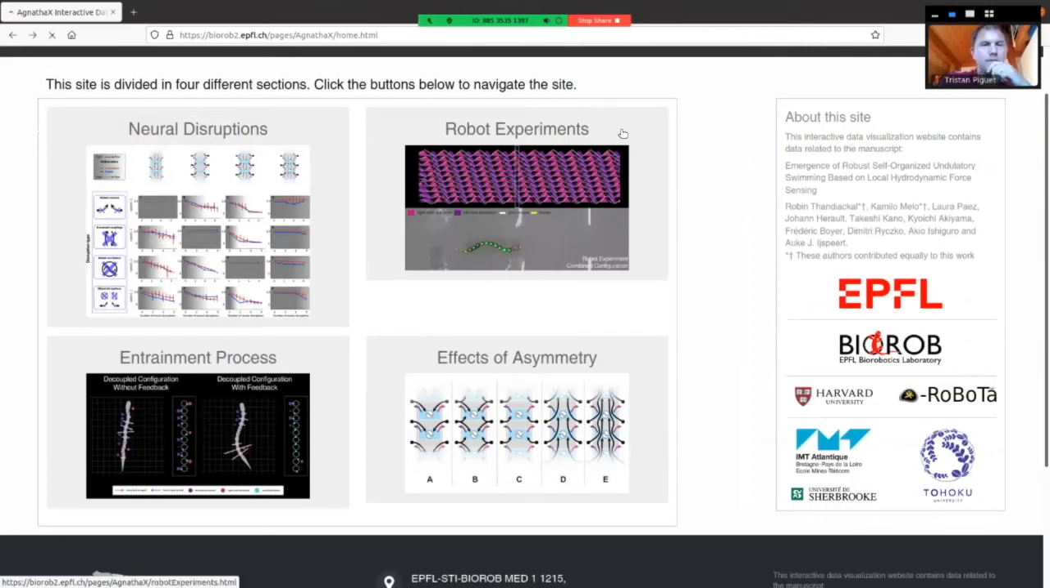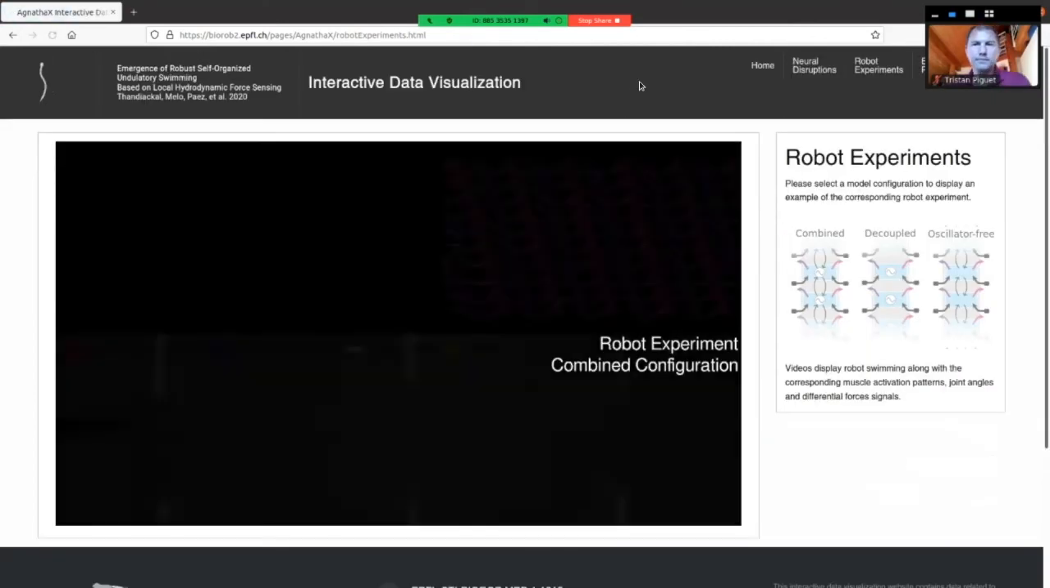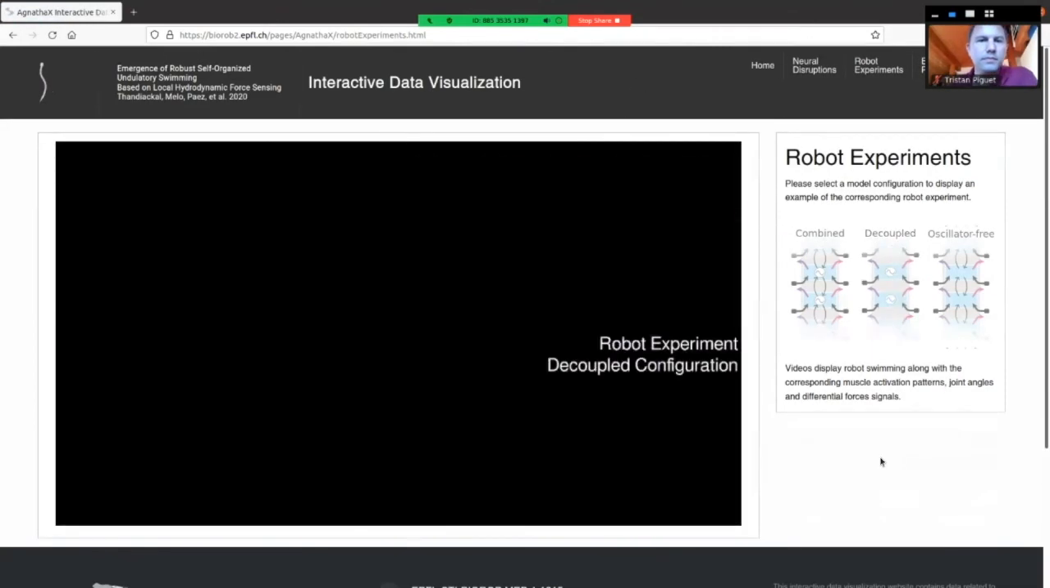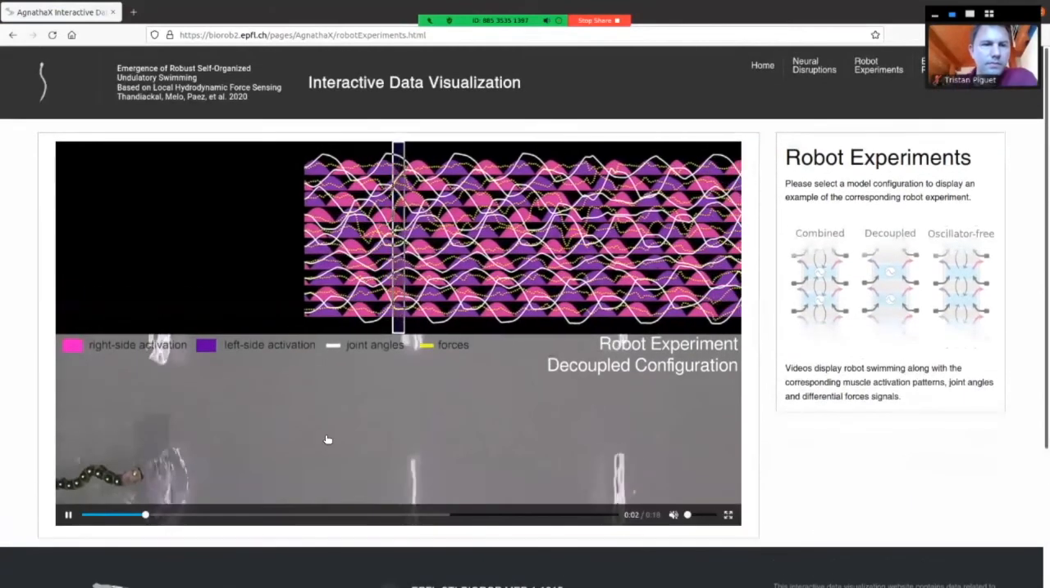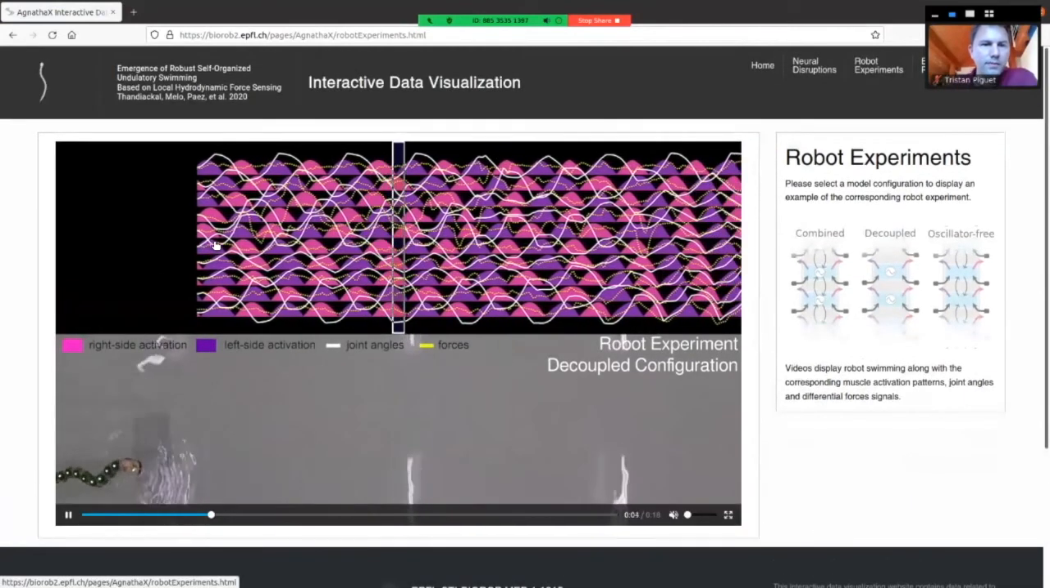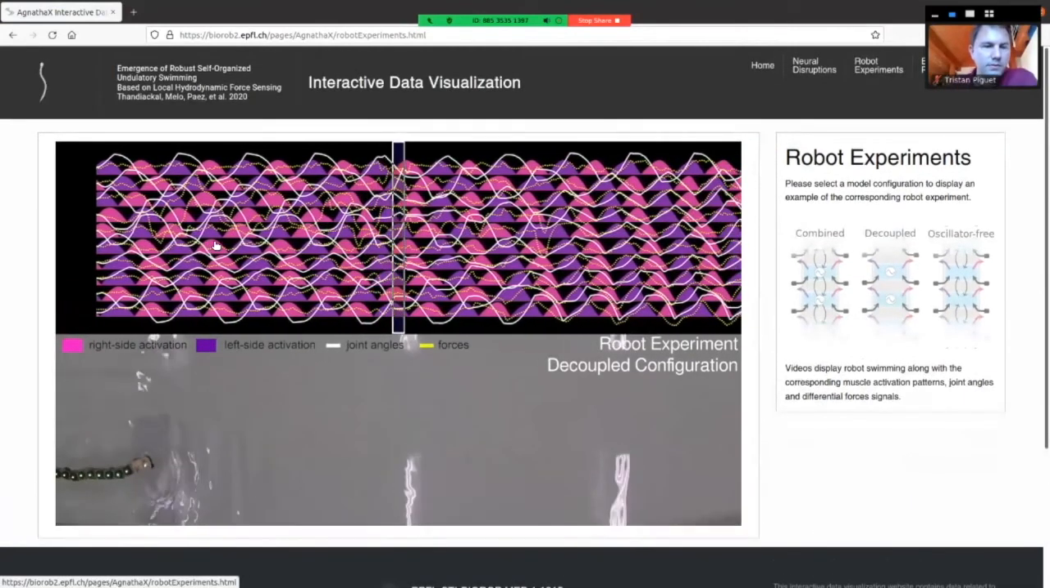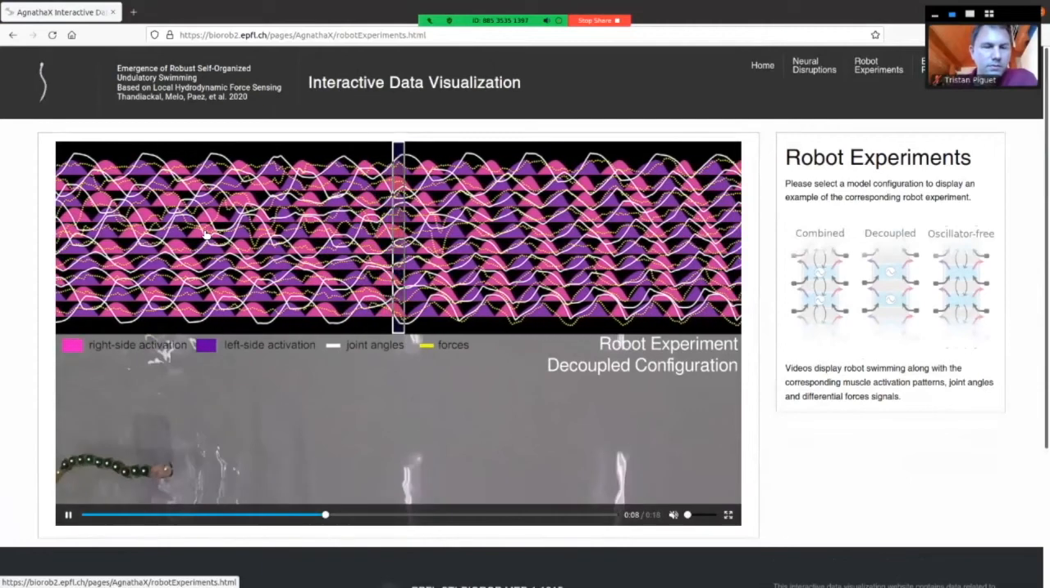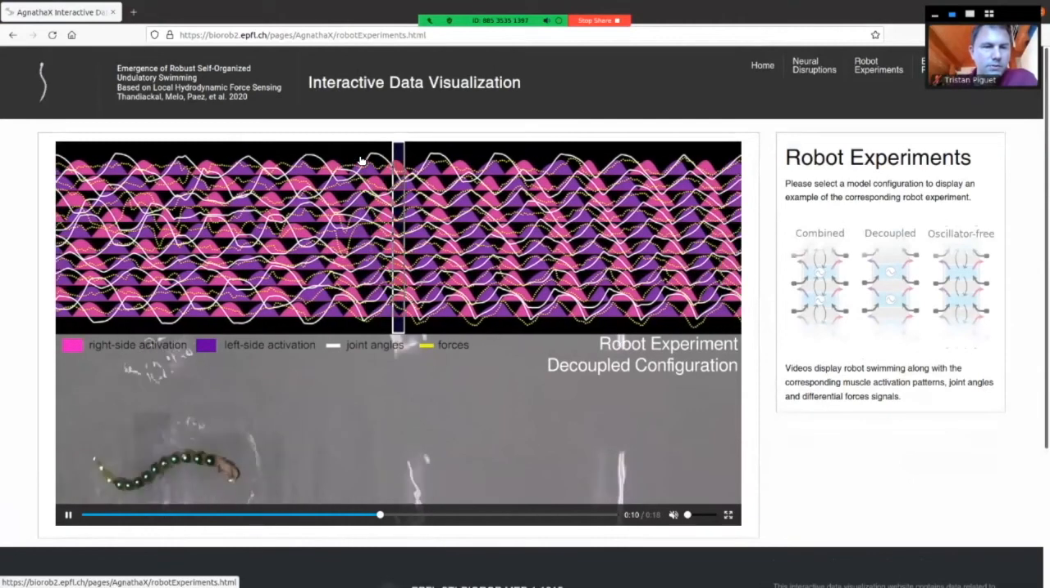Now the robot experiments. This is actually quite nice to see. Let's start with the decouple. You can see that the robot has an initial condition that we don't know. It's a random initial condition. So you can see that the signals are all over the place.